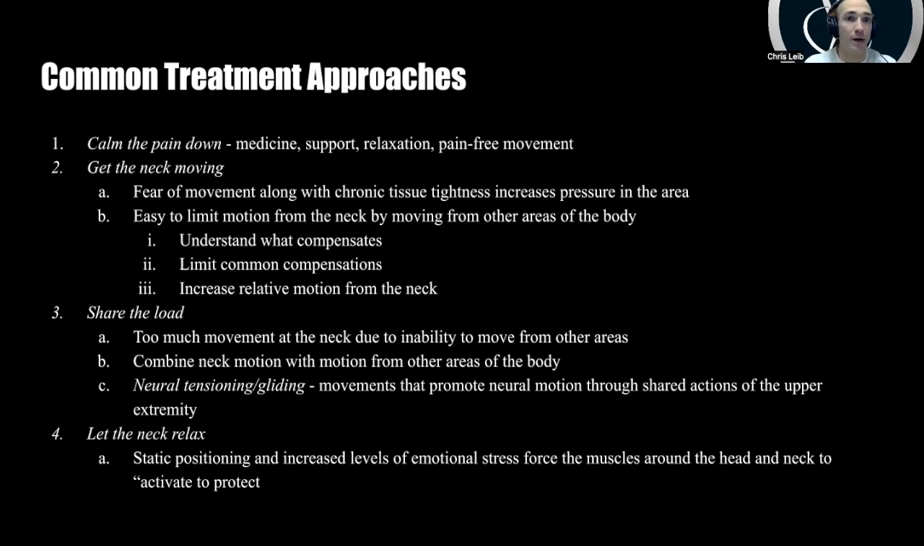I think any type of relaxation and breath control work plays a huge role. All right. And then pain-free movement, as I was mentioning, you can support the neck, move the rest of the body as much as you can. And oftentimes that becomes quite useful.